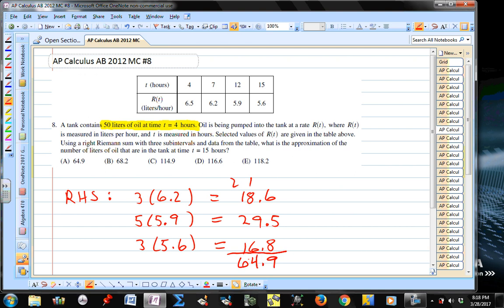That's not the right answer. Remember what we highlighted in the original statement. We've got to take the initial value, 50 liters, plus 64.9 to get 114.9 liters. This answer was option C.